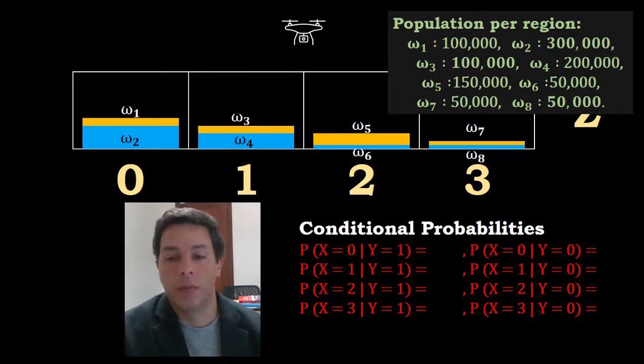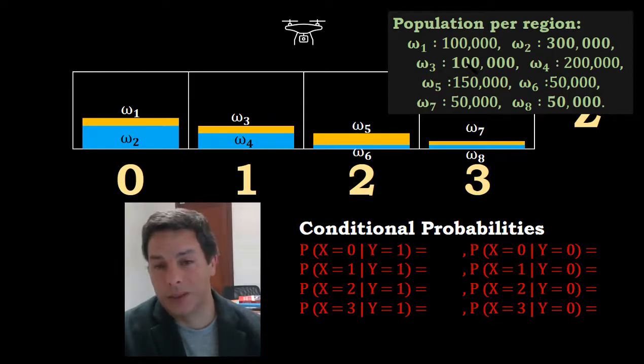So the second one, probability of x equals 1 given y equals 0. So that's omega 3 over the sum of the 4 omegas. So that's the same as before. 0.1 divided by 0.4, and that's 0.25.